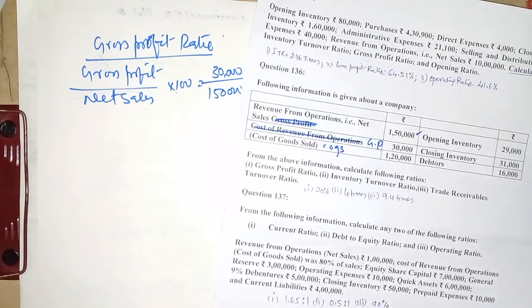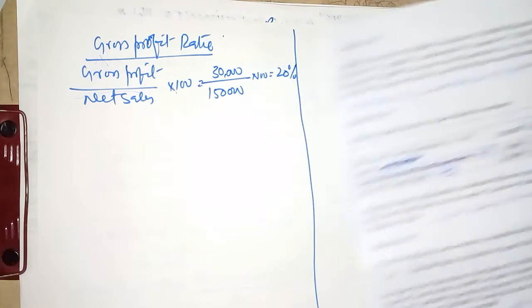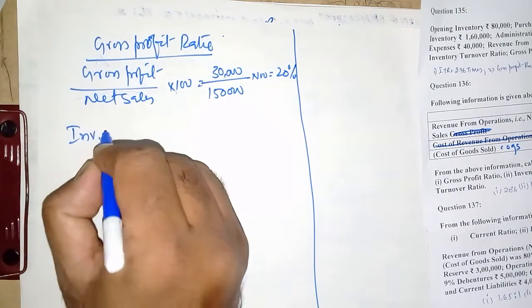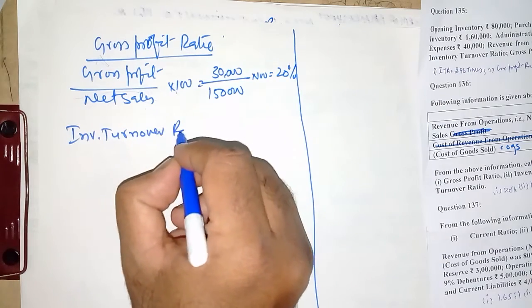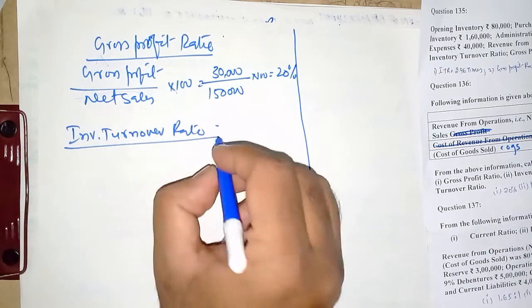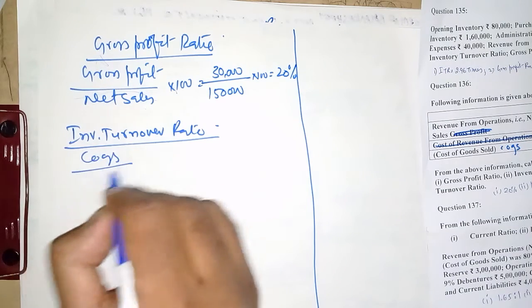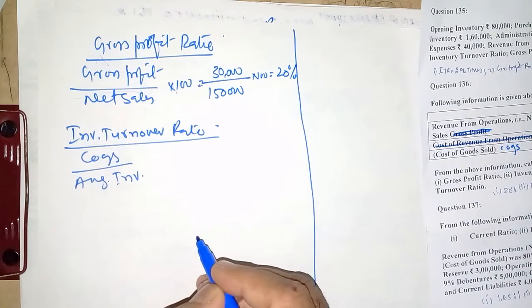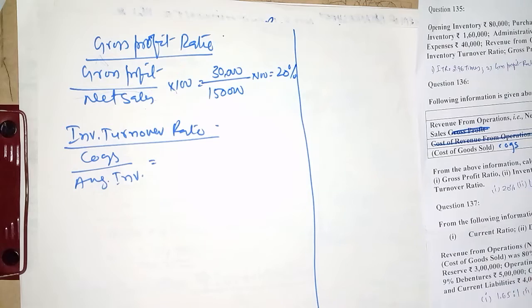Then the second ratio is the inventory turnover ratio. The inventory turnover ratio formula is COGS divided by average inventory. COGS is directly given in the question. The COGS comes to how much?